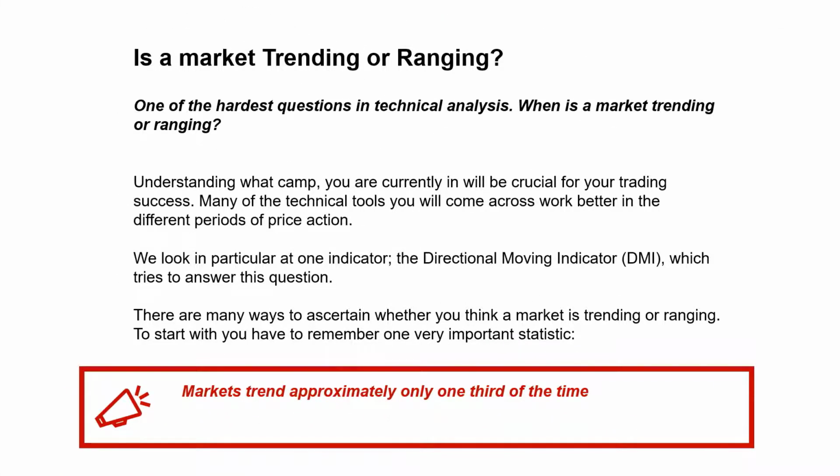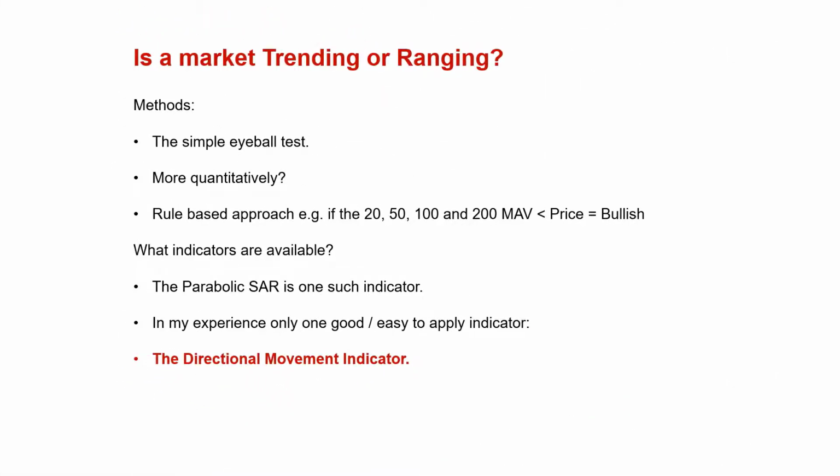Remember that I said that moving averages don't work all the time, and we need to know when a market is trending or ranging. Now this is what we're going to look at now, and remember that markets trend only 1/3 of the time. That means there's 2/3 of the time when they're not, and we need a tool that allows us to filter whether it is or isn't, and then on top of that, certain indicators work better in certain time frames.